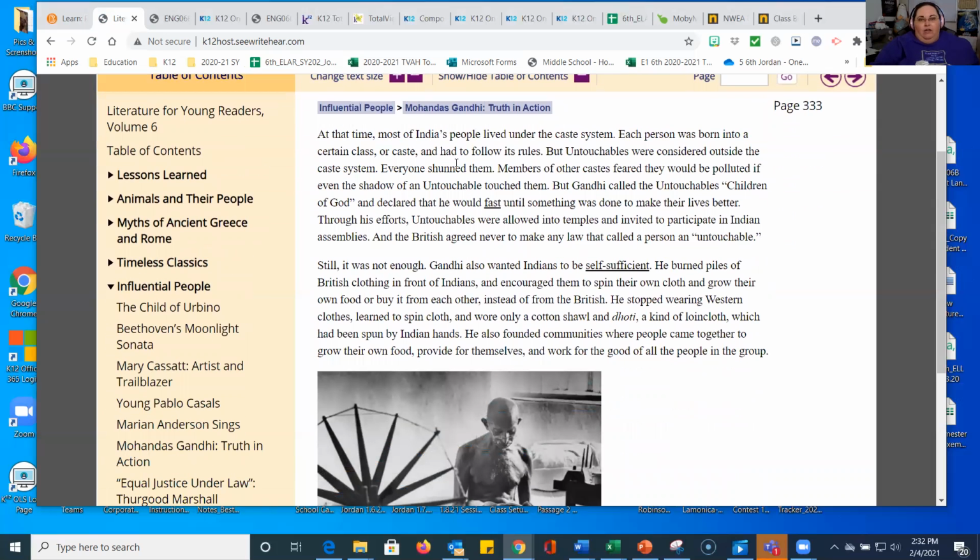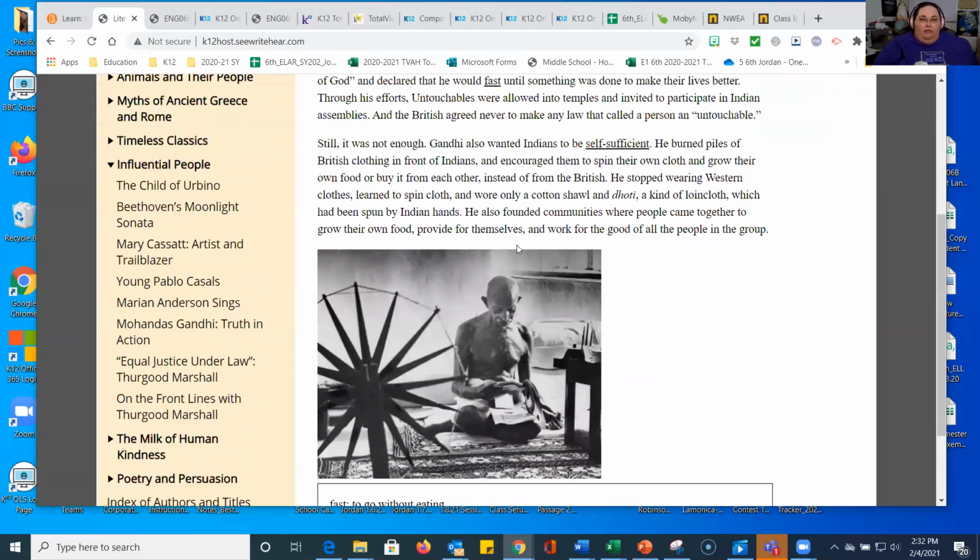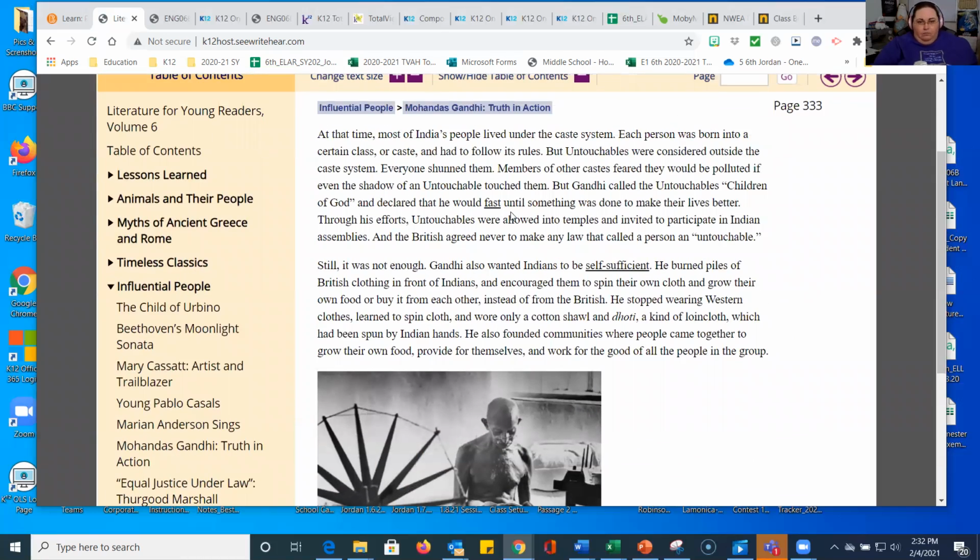At that time, most of India's people lived under a caste system. Each person was born into a certain class or caste and had to follow its rules. But untouchables were considered outside the caste system. Everyone shunned them. Members of other castes feared they would be polluted if even the shadow of an untouchable touched them. But Gandhi called the untouchables children of God and declared that he would fast, that means he would go without eating, until something was done to make their lives better.